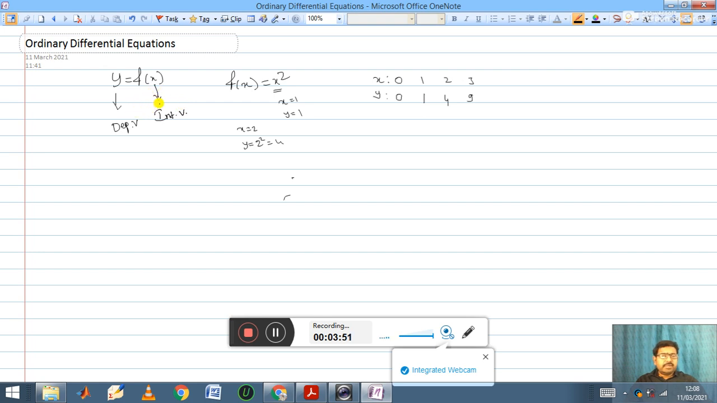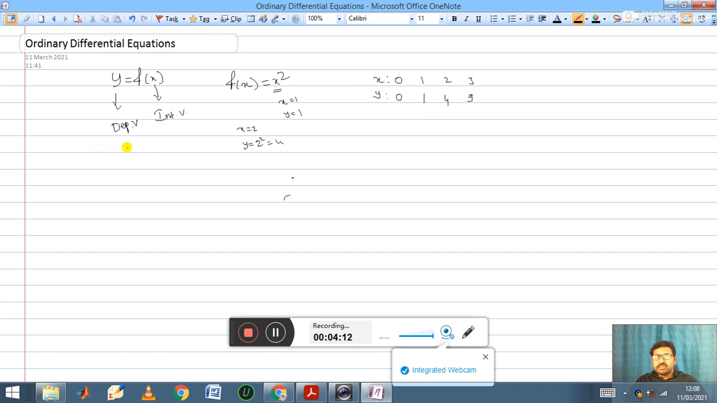Why is x the independent variable? Because we choose the x values independently, but we do not get the y values directly. We get the y values on the basis of the given function. Therefore y always acts as the dependent variable and x as the independent variable.